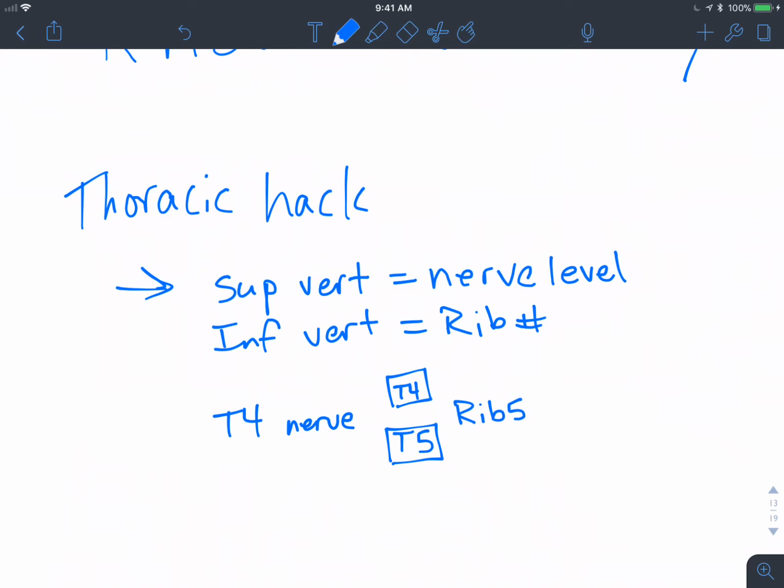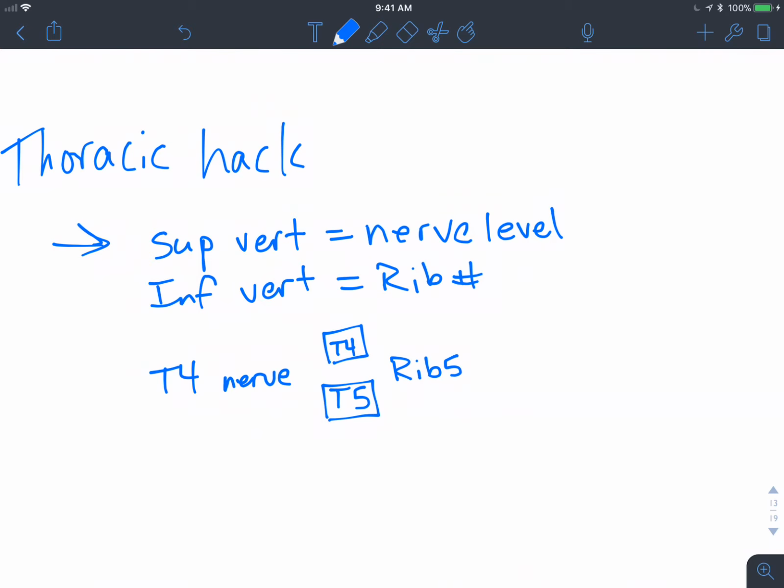So we're talking about a vertebral couple. Say we're talking T4 and T5. Of this vertebral couple, the superior vertebra is going to be equal to the nerve root coming out of that IVF. So between T4 and T5, we have the T4 nerve. Now the lower vertebra in that couple, the inferior vertebra, is going to be equal to the rib number. So we have rib 5. Just a little life hack. Save you a lot of time, hopefully.